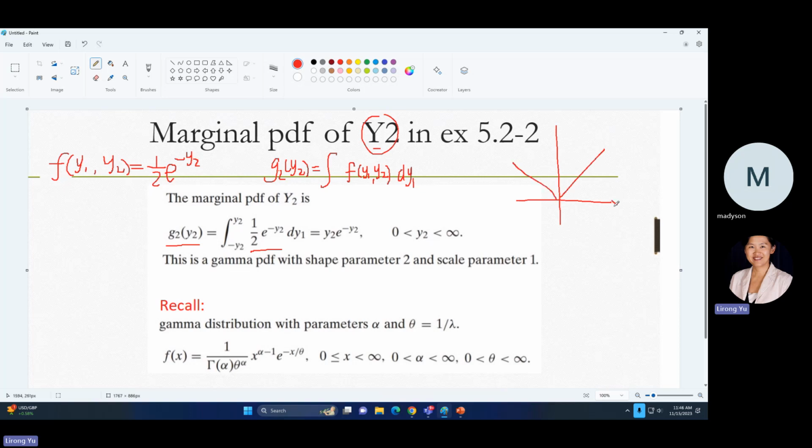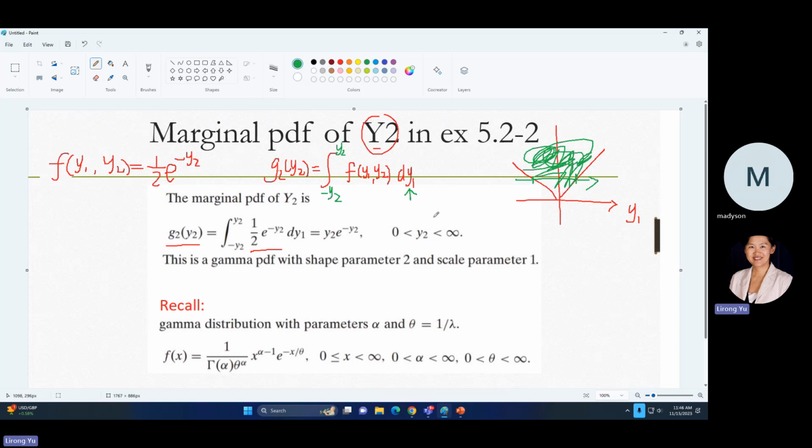All right, so what was the boundary for y1? The boundary is negative y2 and positive y2. So if you want to find the natural domain in the density function inside the integration, it's going to be negative y2 and then positive y2. That was the boundary for y1. So the integration limit looks a little bit weird, and that's because of the domain of the density function.